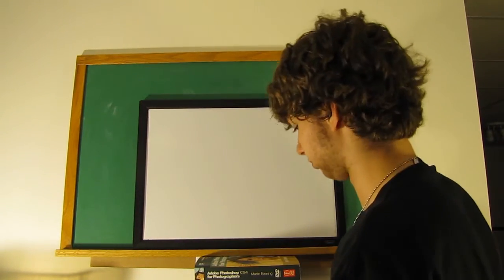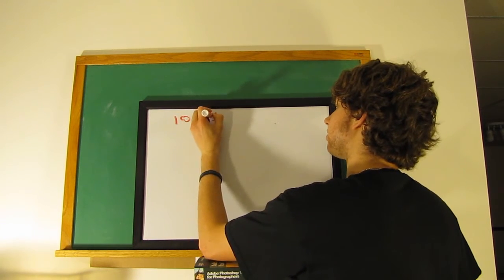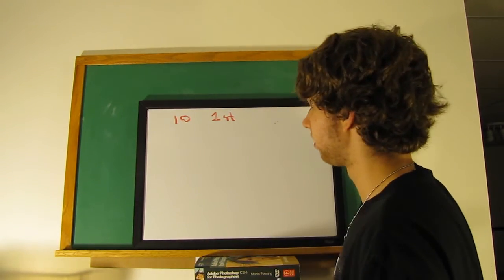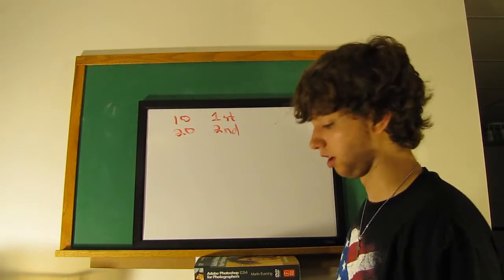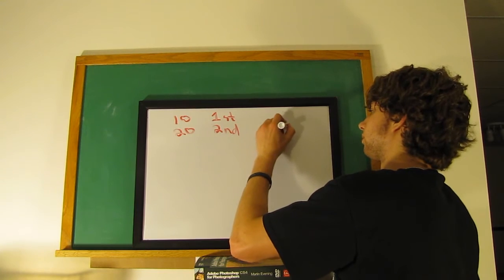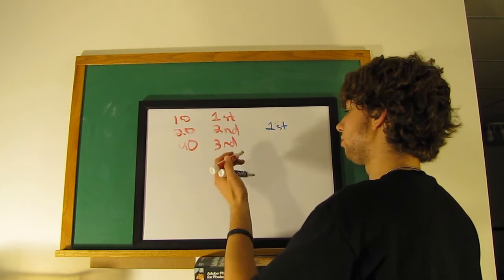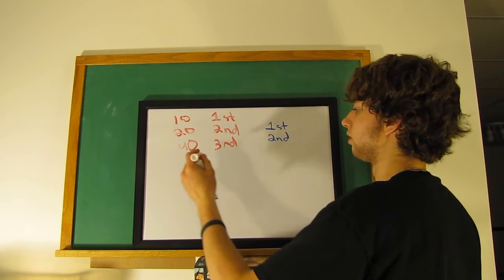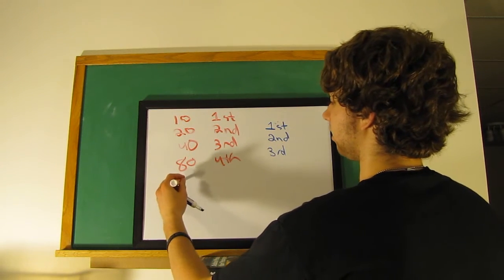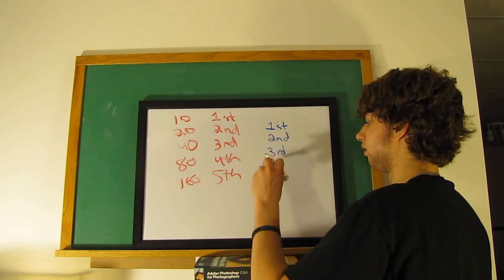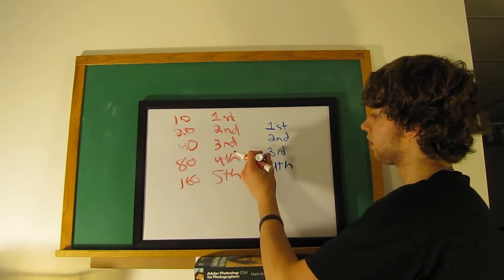We could have, for partials, we can have the fundamental frequency, 10. This is the first partial. Now, we have a multiple of that, 20. This is the second partial. This is also the first overtone. 40. This is the third partial, second overtone. 80 would be the fourth partial, third overtone. 160, fifth partial, fourth overtone. So as you can see, there's this pattern where this one is always one lower than this one.